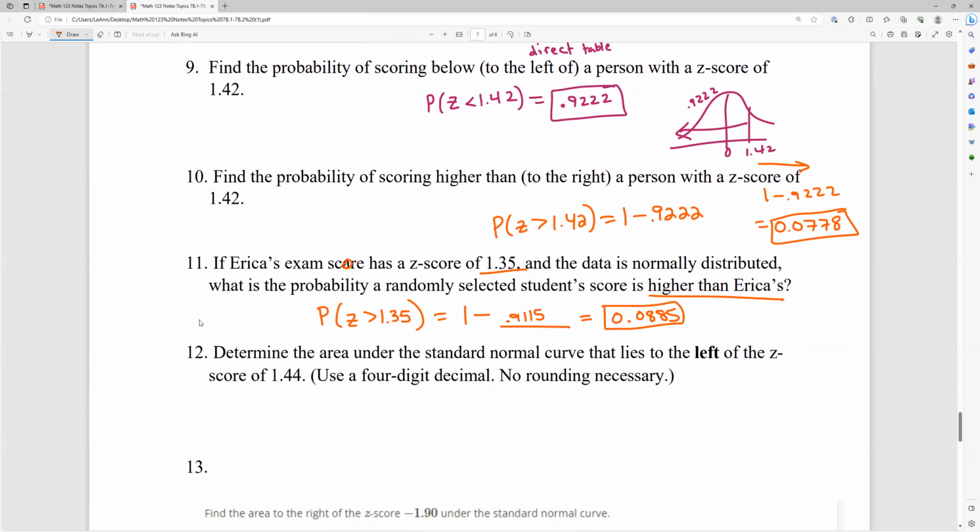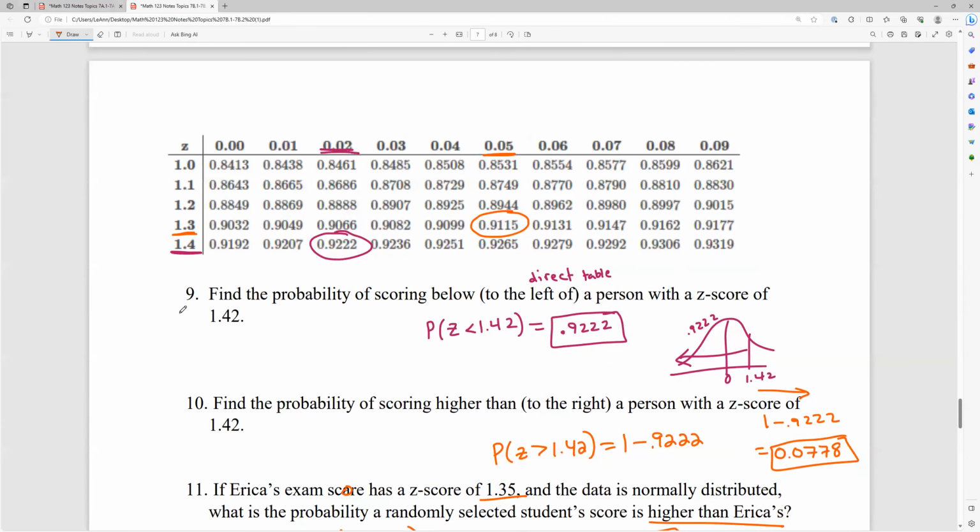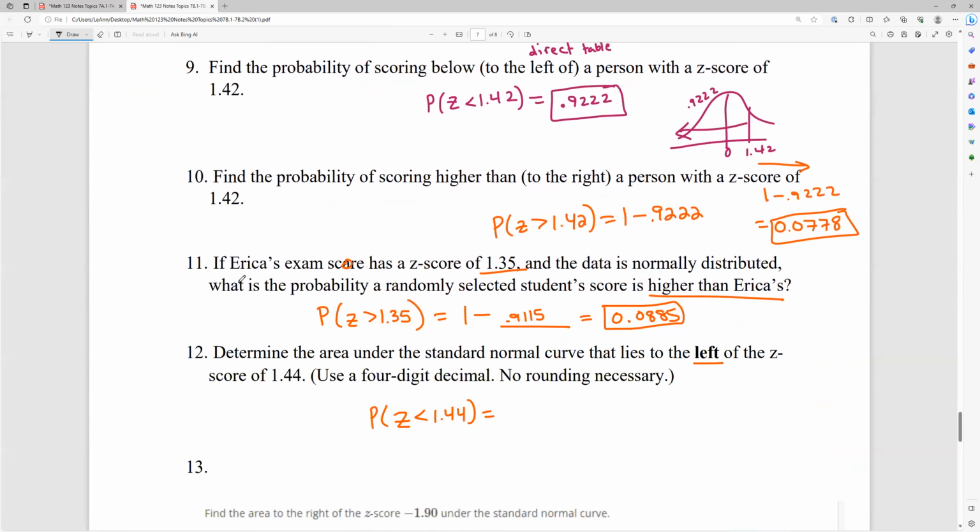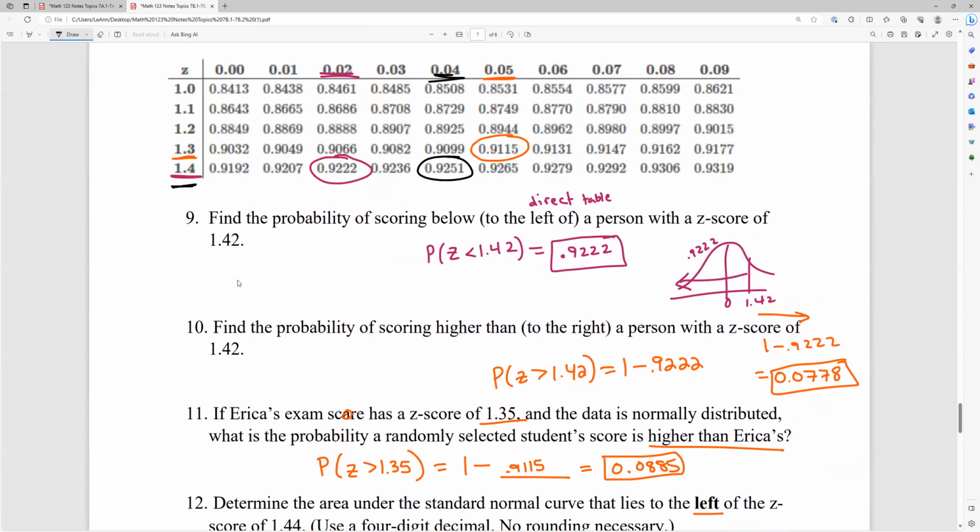Determine the area under the standard normal curve that lies to the left, so less than 1.44. So, probability that Z is less than 1.44. These are already in Z-score form. We didn't have to convert any of these. So if I look for 1.44, there's 1.4, 0.04, that's this one. And that is already less than, so we just do a direct table.